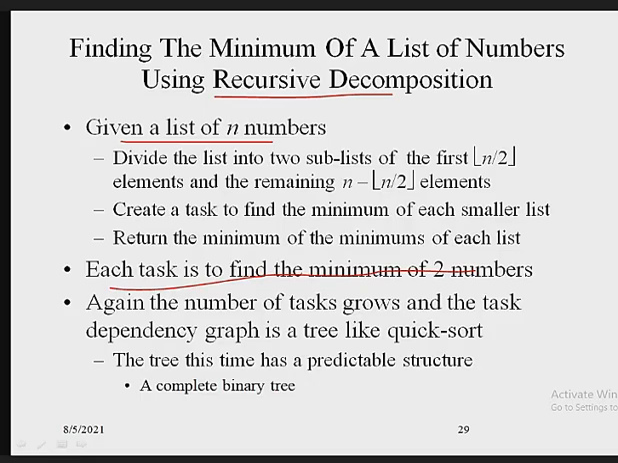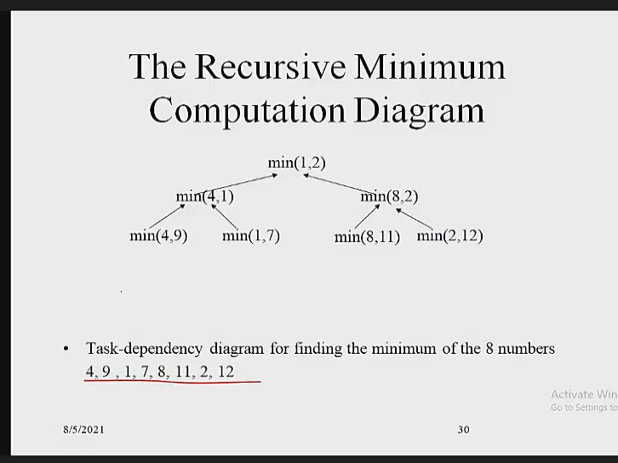Here we are making groups of two. First we check the group; if there are three numbers, then you first need to check the three numbers. If you require the minimum of two, then in the very first task you consider the first two numbers, 4 and 9. Then another two numbers, 1 and 7, then another two numbers, 8 and 11, and lastly you have 2 and 12.